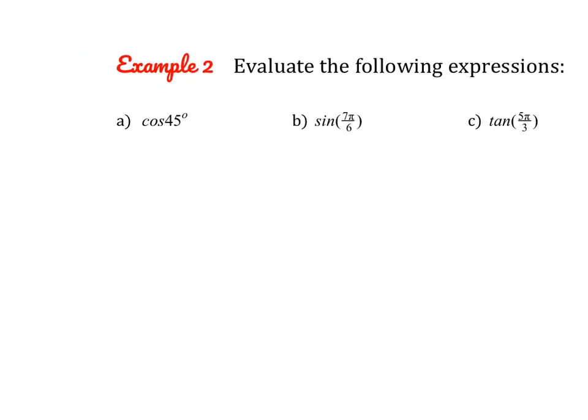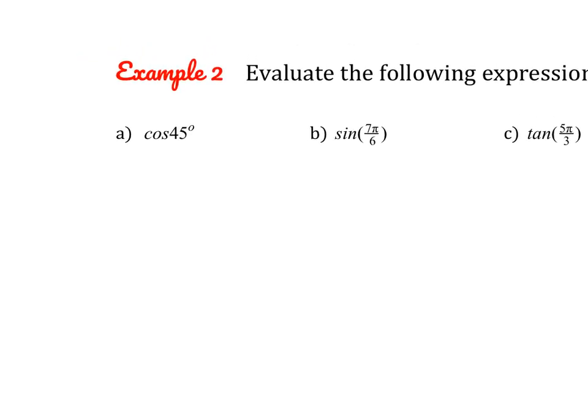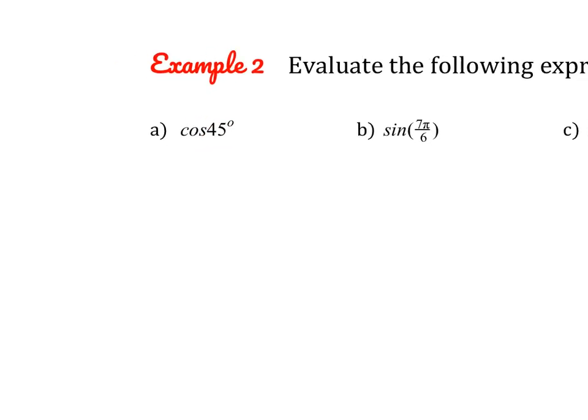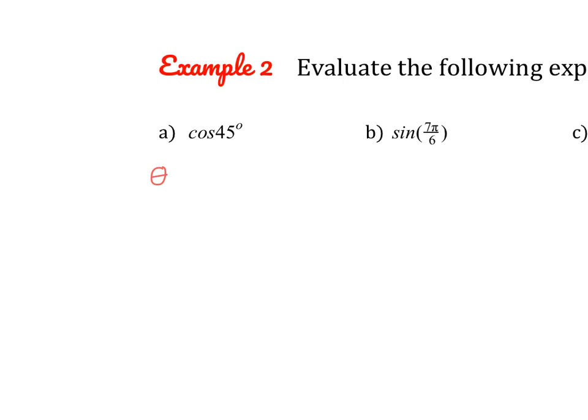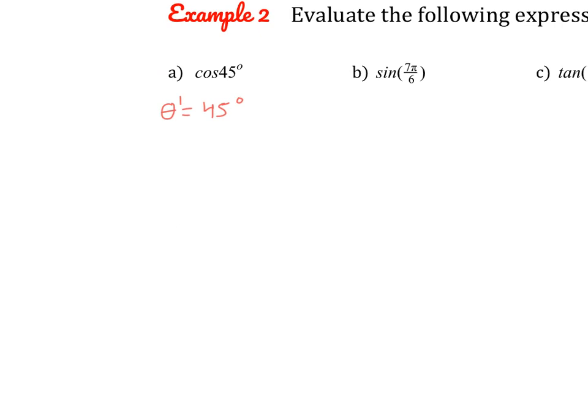Okay, so we're going to be using the reference angle to evaluate the following expressions. So the first one is the cosine of 45 degrees. So we know that our reference angle is 45 degrees, right? If we have an angle in quadrant 1, that angle is actually going to be the same as our reference angle. So the reference angle is 45 degrees. We are in quadrant 1. And we know that in quadrant 1, all of our functions are positive, so we know that our answer will be positive. And now all we need to do is say, hey, what's the cosine of 45 degrees? And the answer is root 2 over 2.